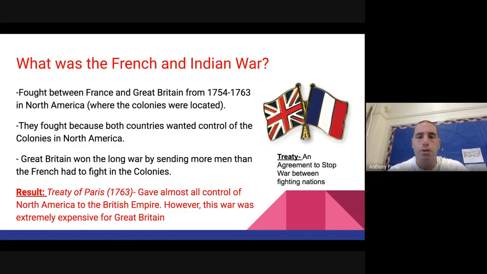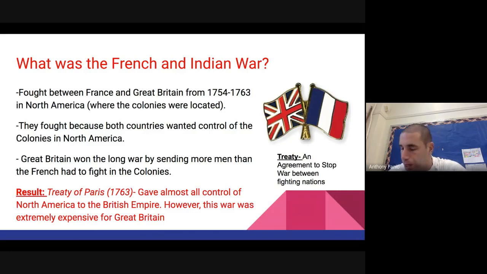And the agreements of the treaty were, it gave almost all control of North America to the British Empire. So Britain now had full control of the 13 colonies. But it comes with a big however. And the big however is the reason why the conflict between the 13 colonies and the Americans eventually get into problems with Great Britain.